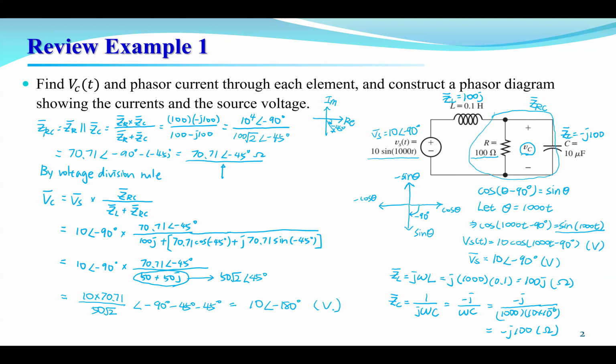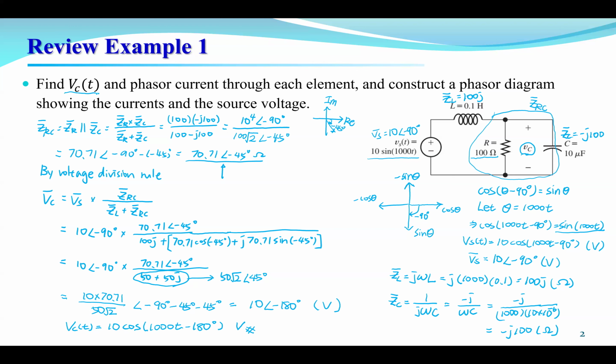Because this example asks you to write down vC(t), we can write vC(t) equals 10 cosine of (omega t minus 180 degrees), where omega is still 1,000. The unit is volt. So this is the first answer, find vC(t).